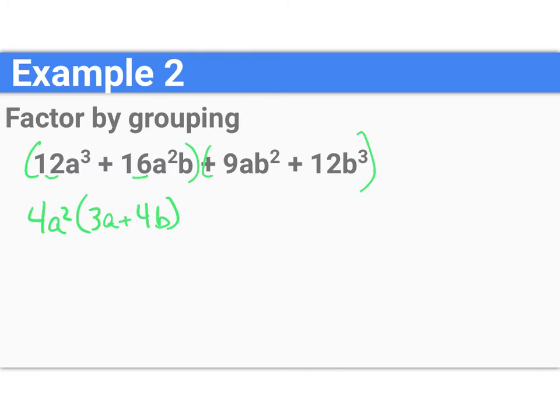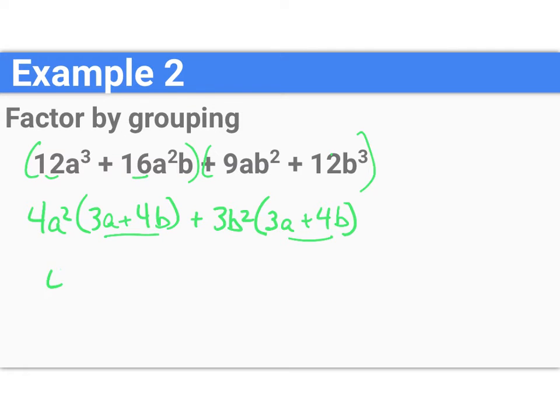Okay, so what can we factor out of the second term? Well, 9 and 12 both have 3 as a factor. So what if we pull out a 3b squared? So plus 3b squared, divide 9 by 3 gives us 3a, and divide 12 by 3, we get 4, and then b cubed divided by b squared is just left with a b, and that's what we have. And look at this. They both have a 3a plus 4b.